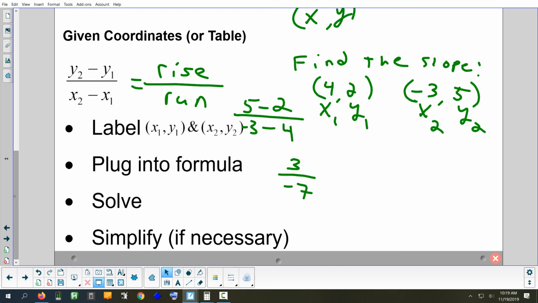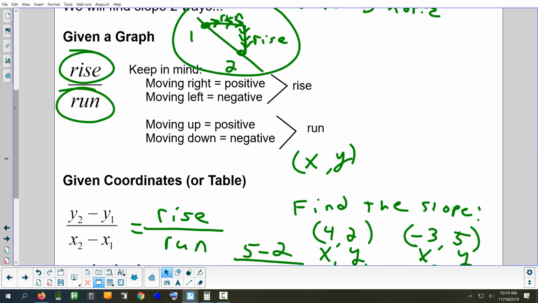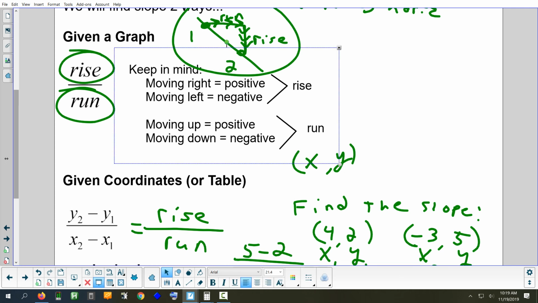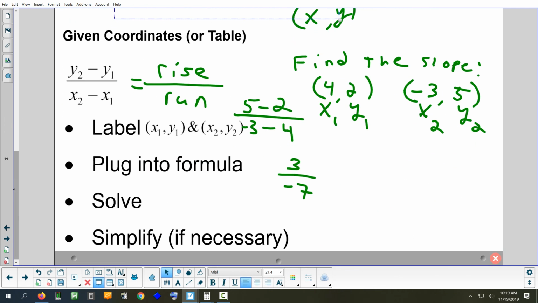That's the steepness. To get from this point to that point, you would have to go up 3 and right, or actually left 7. Up 3, left 7. That's what that means. Because negative means to go left. And we wrote that right here. Negative means left. So up and left.